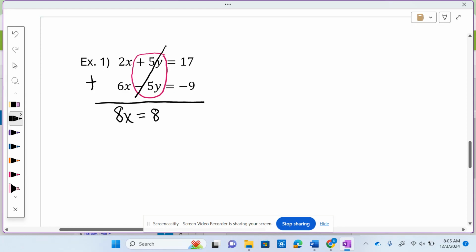Next step. Divide both sides by 8. Yeah, divide both sides by 8. X equals 1. Okay, now what do I do with that? What do I do with the x equals 1?